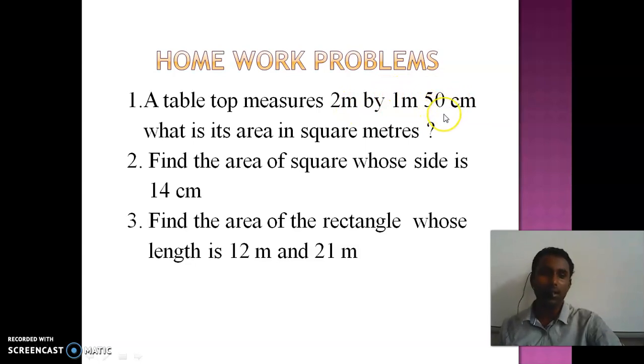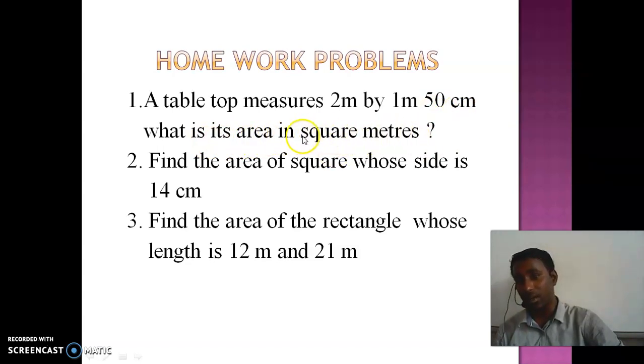Centimeters into meters feels somewhat tough, so that is why I said we can easily convert: 2 meters equals 200 centimeters. Then 1 meter represents 100 centimeters, so 1 meter and 50 centimeters is 100 centimeters plus 50 centimeters, so 150 centimeters. What is its area in square meters?